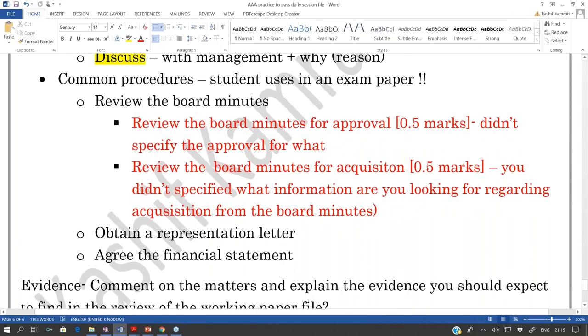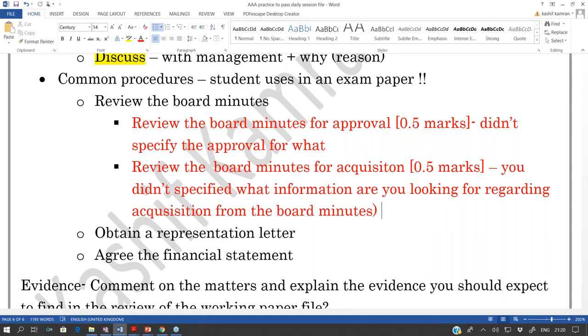Are you looking for the approval of the acquisition in the board minutes? Or are you looking for the justification of the acquisition, that is, why the company acquired? What was the rationale? What was the basis of acquisition? What was the reason to acquire? So can you see the first procedure and the second procedure? Can you judge there is something missing from both of them?